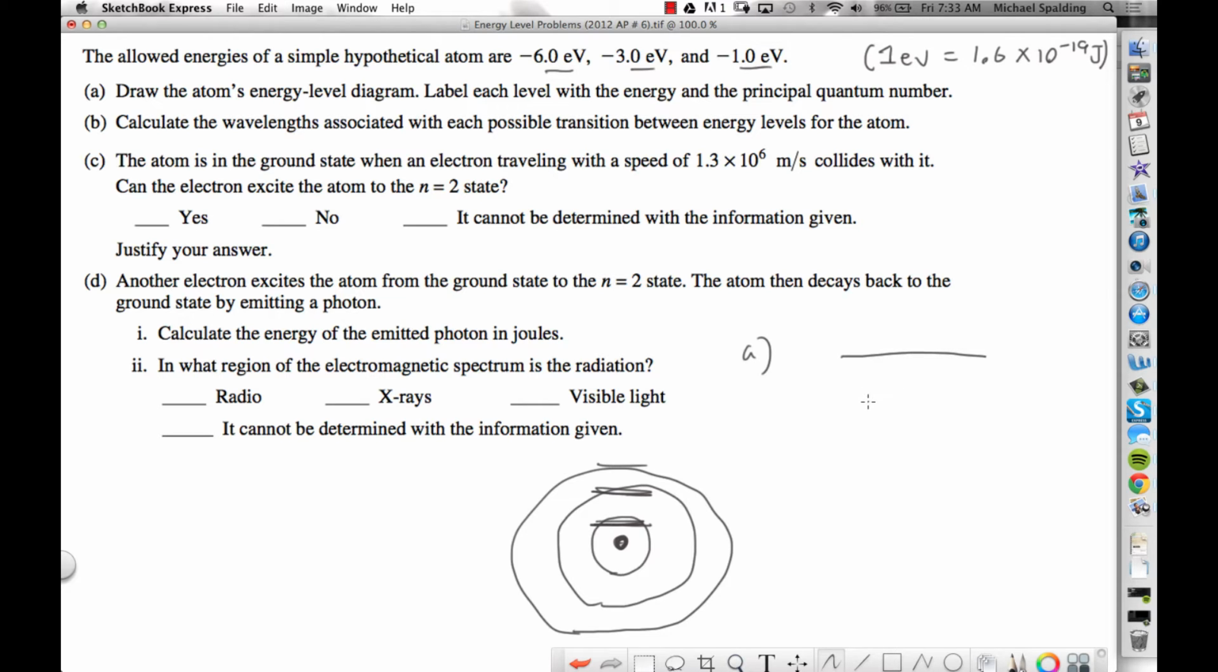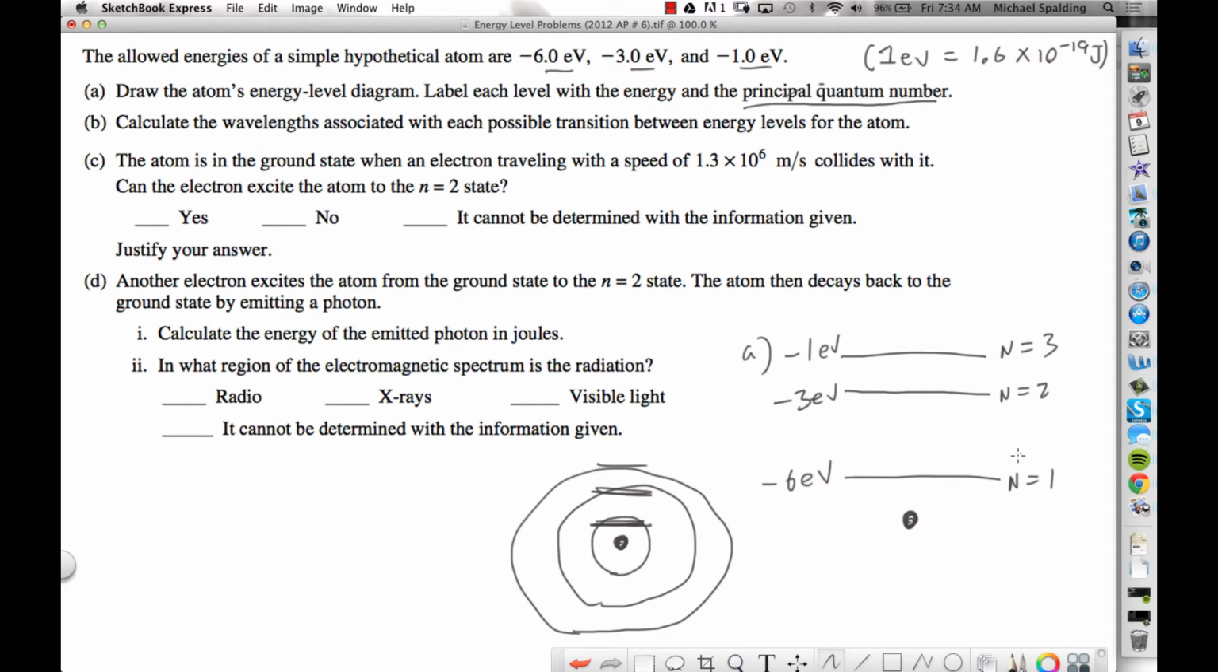Let's see, we have -6, -3, and -1. So we'll put this at the bottom. The nucleus would be down here. This is n equals 1. That's the smallest energy. -6 is the smallest on the list, guys. So the -3 would be up higher like this. That's bigger. And then -1. This is n equals 1, this is n equals 2, n equals 3, right? When they say the principal quantum number, that's the number of the energy level.